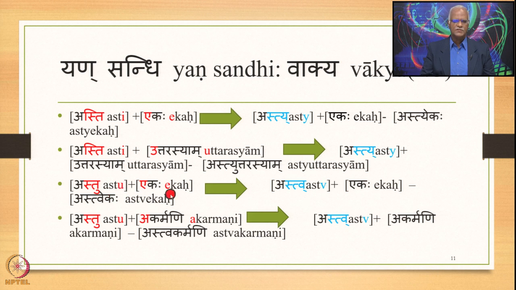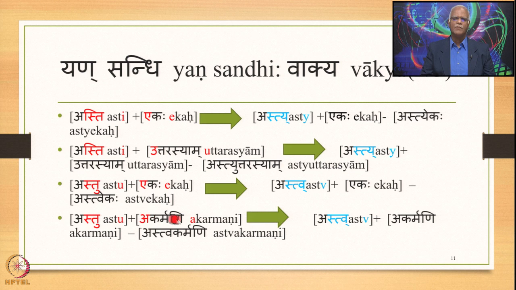Similarly, you have astu plus ekaha. These are two padas. Astu is the tinganta form followed by ekaha, another subanta form. And here we have u followed by a. And this is a sentence. And there are these two padas in close proximity. So these two vowels are in the proximity in the samhita mode. And so 6177, iko yanachi applies and the output is astva ekaha, astvekaha.